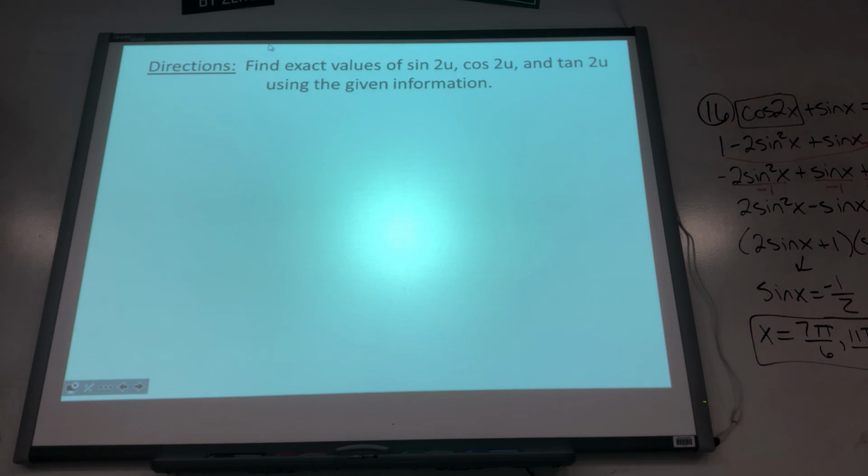Find exact values of sine of 2u, cosine of 2u, and tangent of 2u using the given information.